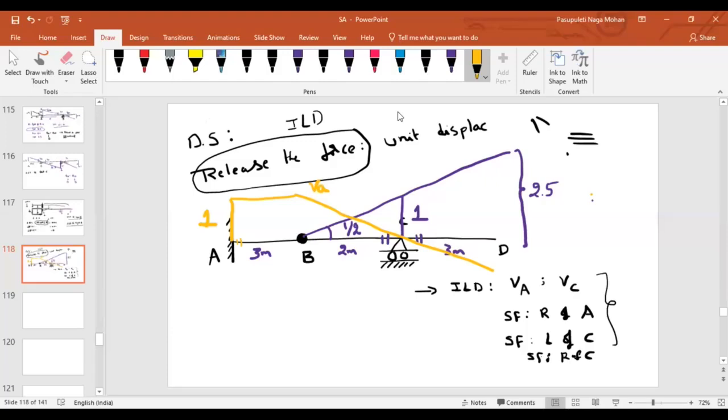Can you tell me what about this slope? What about this magnitude? 1. And what about this slope? This is 1 by 2. And what about this ordinate? Total 3, so 3 into 1 by 2 is how much? 3 by 2. Both of you, can you tell me, are both these diagrams okay with you? Yes, sir. Right? Now let me give you a trick here.